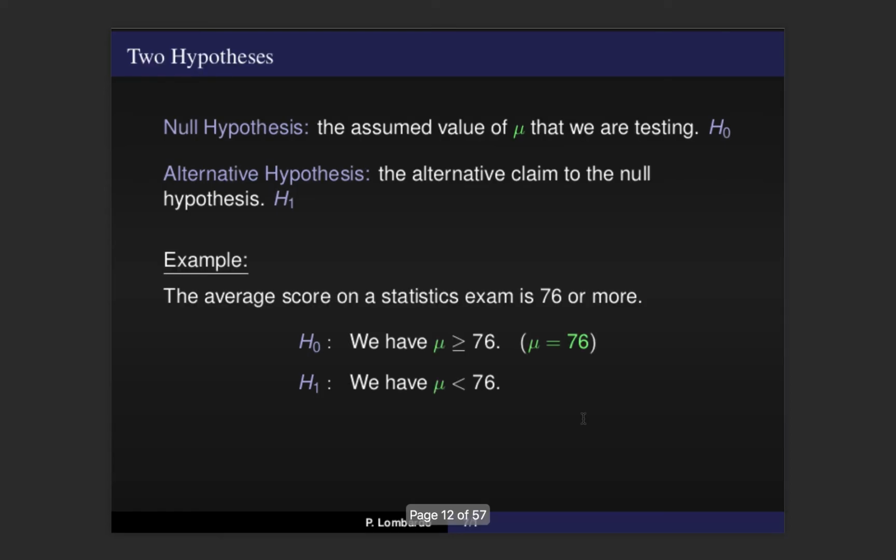All right, let's see. So our claim here is that the average score, again, this is talking about a mean, is 76 or more, so this would have the equality piece. So we're looking at mu is greater than or equal to 76 for our null hypothesis. Our alternative is going to be a strict inequality, and this will be a less than. We'll come to call this a left-tailed test when we start working with these in more detail.